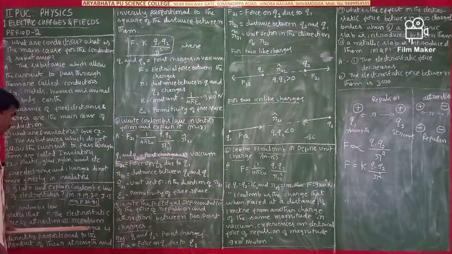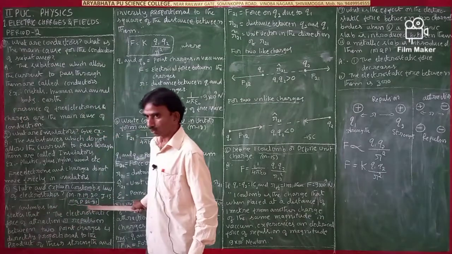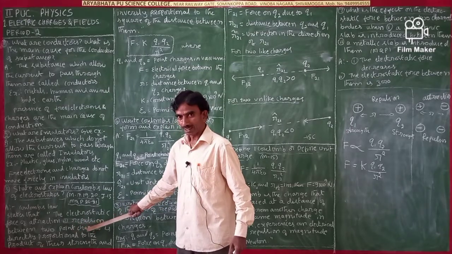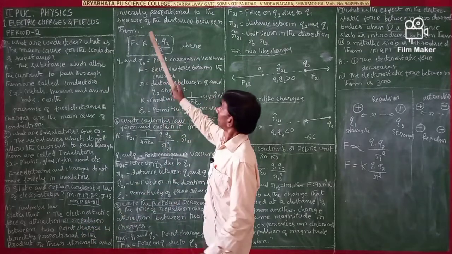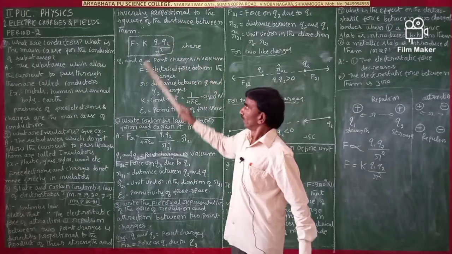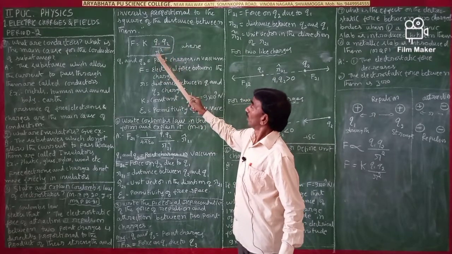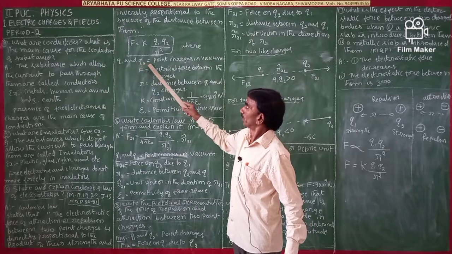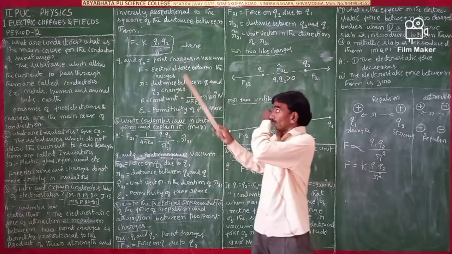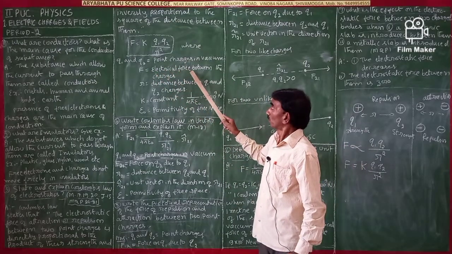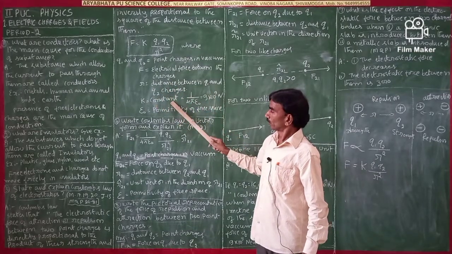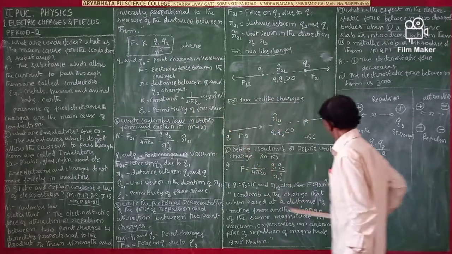Coulomb's law states that the electrostatic force of attraction or repulsion between two point charges is directly proportional to the product of their strengths and inversely proportional to the square of the distance between them. F is equal to K into Q1 Q2 by R square, where Q1 and Q2 are point charges in vacuum. We have to put these two charges in a vacuum. Then F is the electrical force between the charges, R is the distance between Q1 and Q2, and K is a constant, which means 1 by 4 pi epsilon naught.